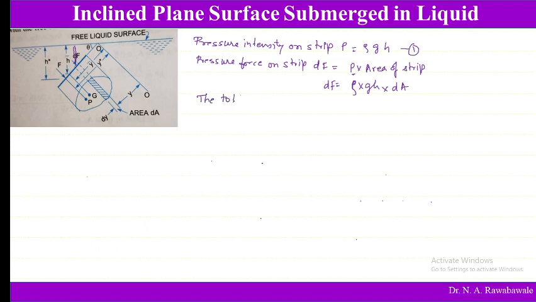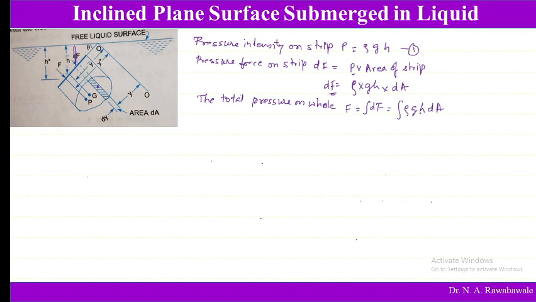Now the total pressure on the whole area. This dF is the force acting on this small area only. So if we want to find the complete force on the complete area, then we have to integrate. Then we get the total force F equal to the integration of dF, that is nothing but the integration of rho g h dA.